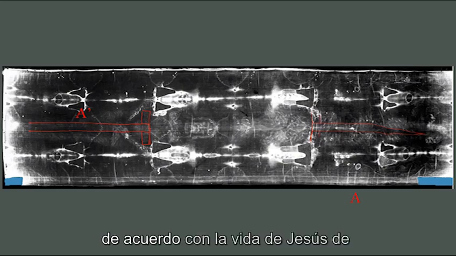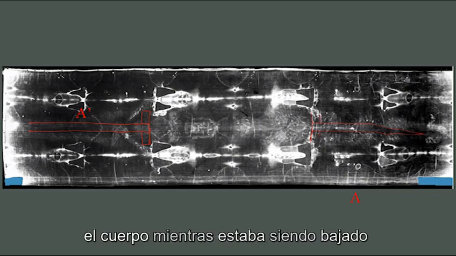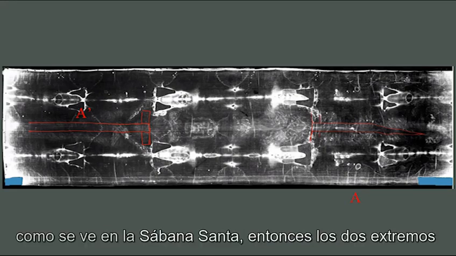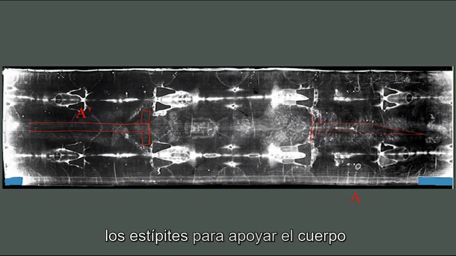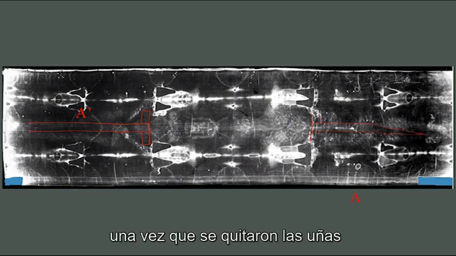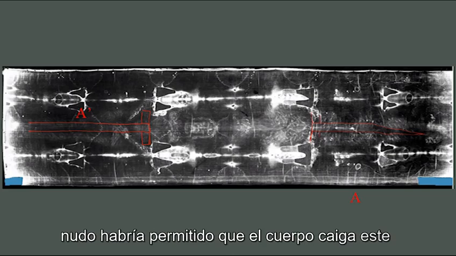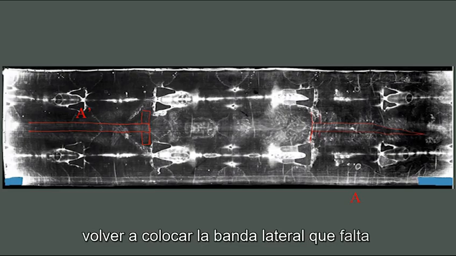In keeping with the life of Jesus of Nazareth, the most likely hypothesis is that the strip was removed to support the body while it was being taken down from the cross. It would have been tied around the waist as seen on the shroud. Then the 2 ends would have been lifted up over the patibulum and knotted together behind the stipes in order to support the body once the nails were removed. Finally, a clean oblique cut beneath the knot would have let the body fall. This would explain why the ends of the reattached side strip are missing.